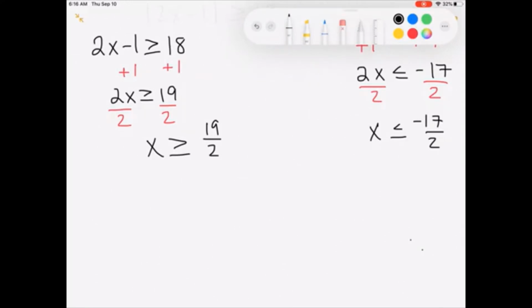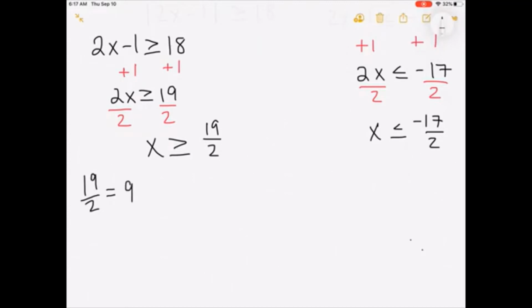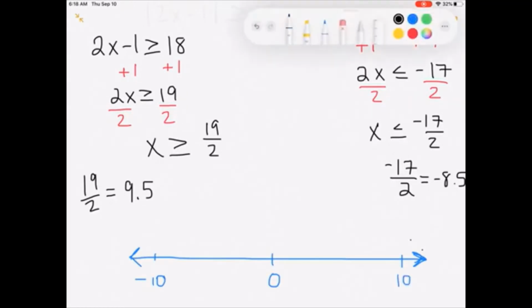So before I continue, I want to make sure that we have this in its decimal form, right? 19 over 2 is 9.5, and negative 17 over 2 is negative 8.5. So we can graph our answer on a number line and see what it looks like in that way.